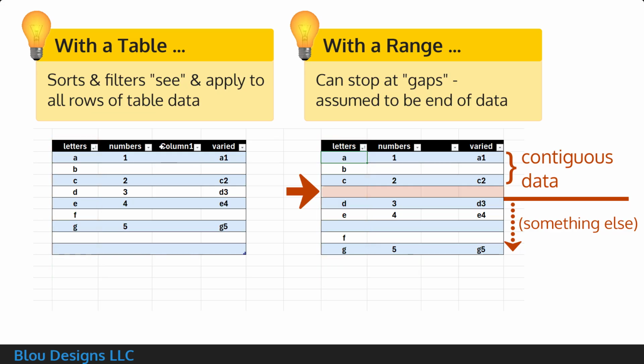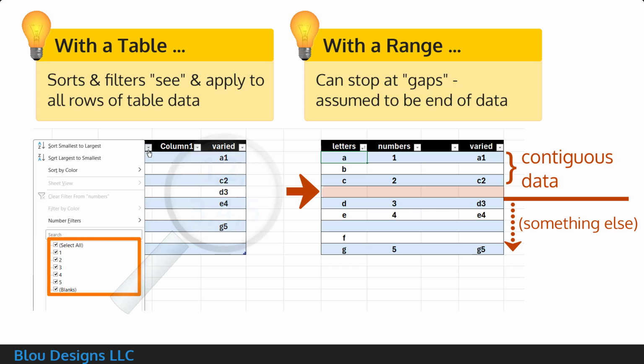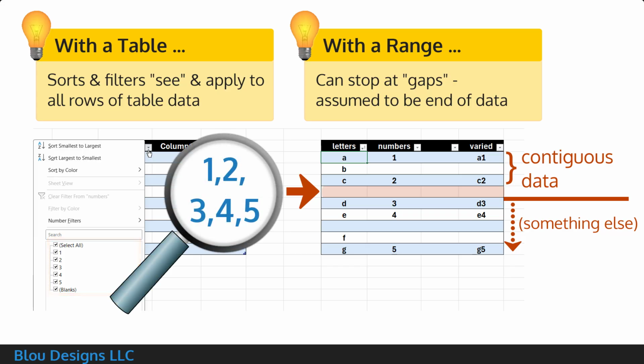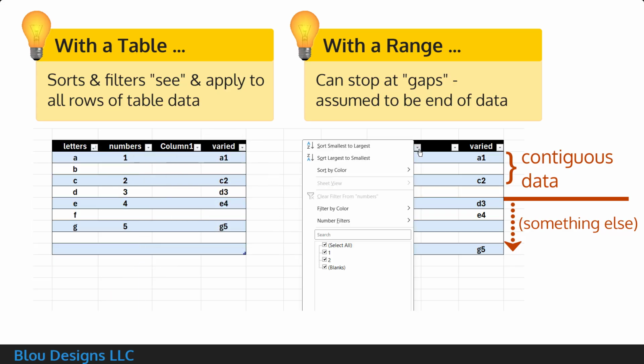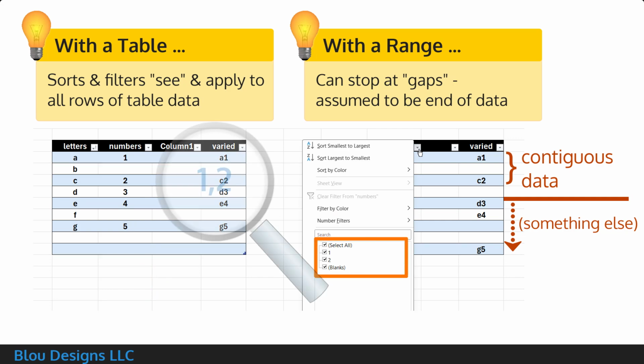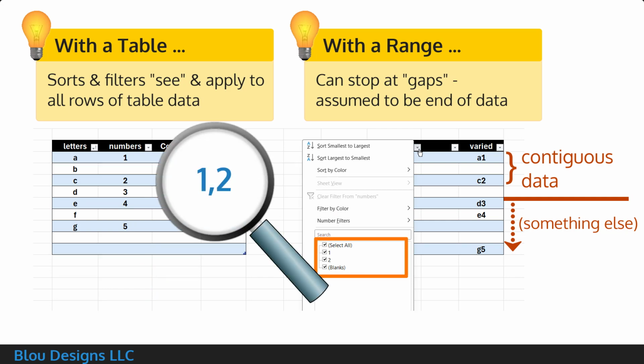There's a similar problem with filters. With the table, the filter recognizes all of the values in the table column. With the normal range on the right, the filter only recognizes the values above the empty row gap.